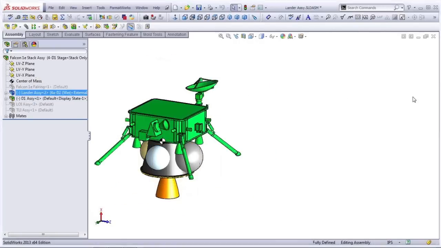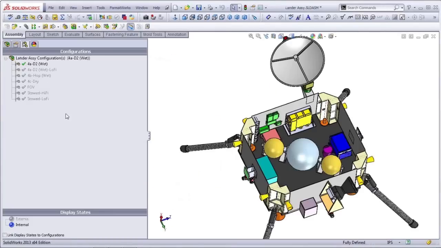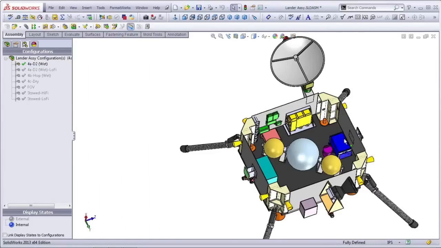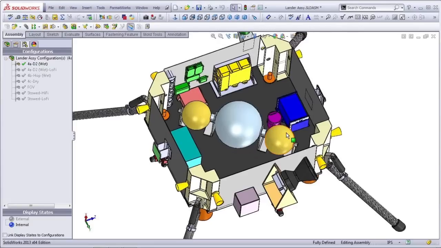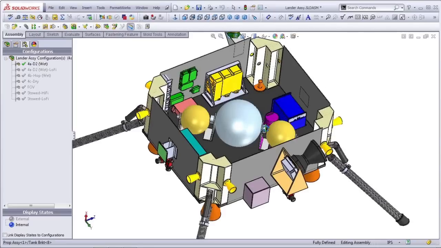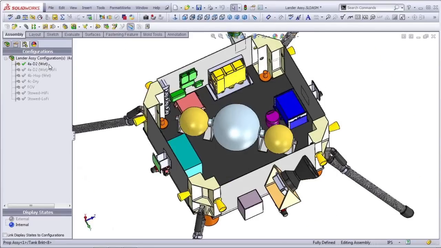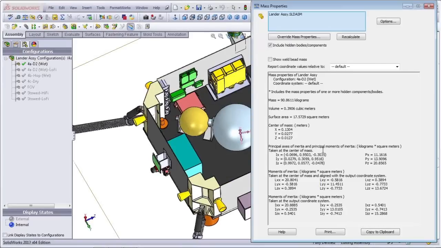So now if I open up the lander, what I want to show you here is I actually have a wet configuration, and in the spacecraft business that means we have all of our fuel is contained, it's a fully fueled vehicle at this point, and so there are our tanks in the middle and it's fully fueled. So I have a particular moment of inertia about the x-axis that I will point out here, and it's at 20.8 kilograms per meter squared.